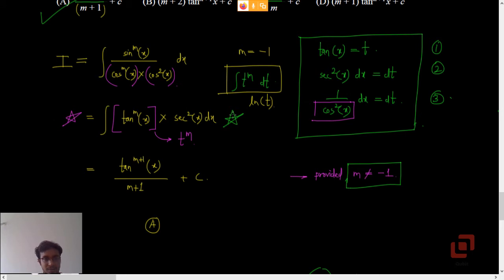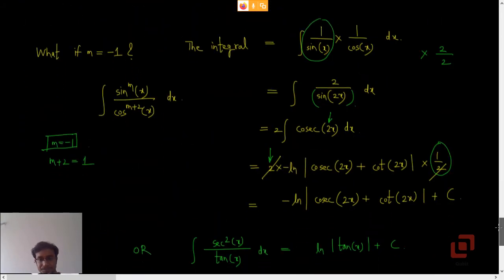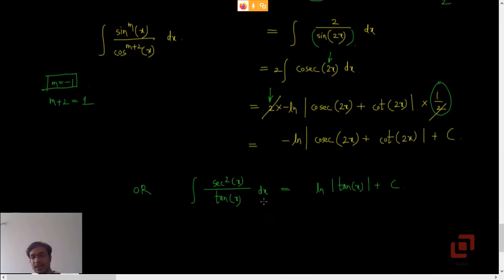Alternately, you can go back to our example, and in this step, which contains 2 stars, if you write m as -1, it will just be the integral of sec squared x upon tan x, just like the integral of 1 upon t. So that is going to be log t. So this integral can also be written as log of mod of tan x plus c, again by the substitution tan x equal to t.